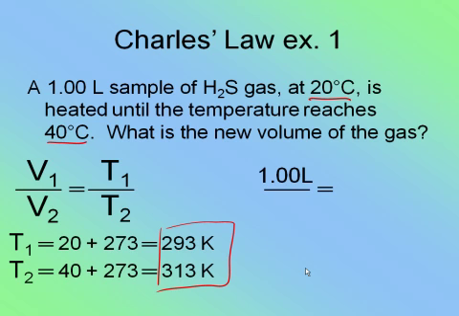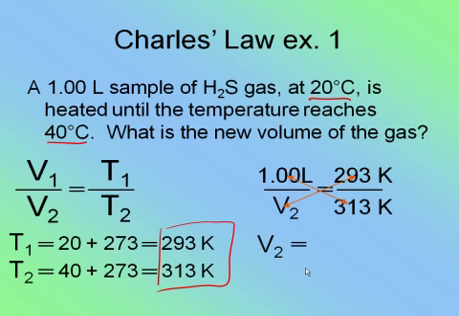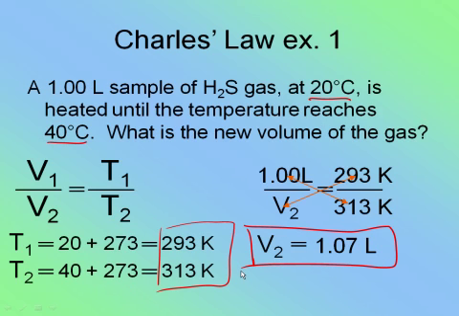My V1 is 1 liter, so I didn't even write that down. It's really easy. So let's plug in what we know. 293 for my T1, 1 liter for my V1, 313 is my T2, and now I'm going to solve for V2. Again, cross multiply and solve. So we take our 313 divided by 293, and we will get 1.07 liters. And of course, I will want to circle that at the very end to make sure my teacher can find it when he's trying to grade my assignment.